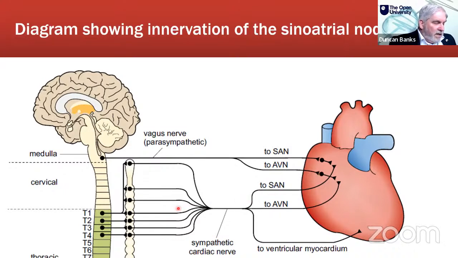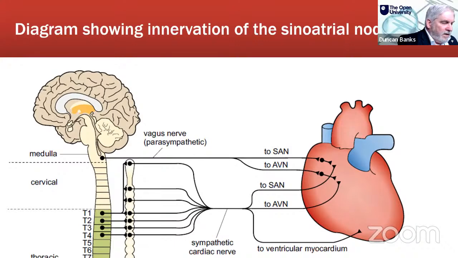So you can also see sympathetic nerve fibers here going to the SA node and also to the AV node, but also you can see they innervate or project to the ventricular myocardium. The parasympathetic nerves don't do that. So one of the other functions of the sympathetic nervous system is to increase the force of contraction of the ventricles. So not only can you get, under stressful conditions or exercise, an increase in heart rate, but you can also get an increase in force of contraction, which means more blood is forced out of the heart.